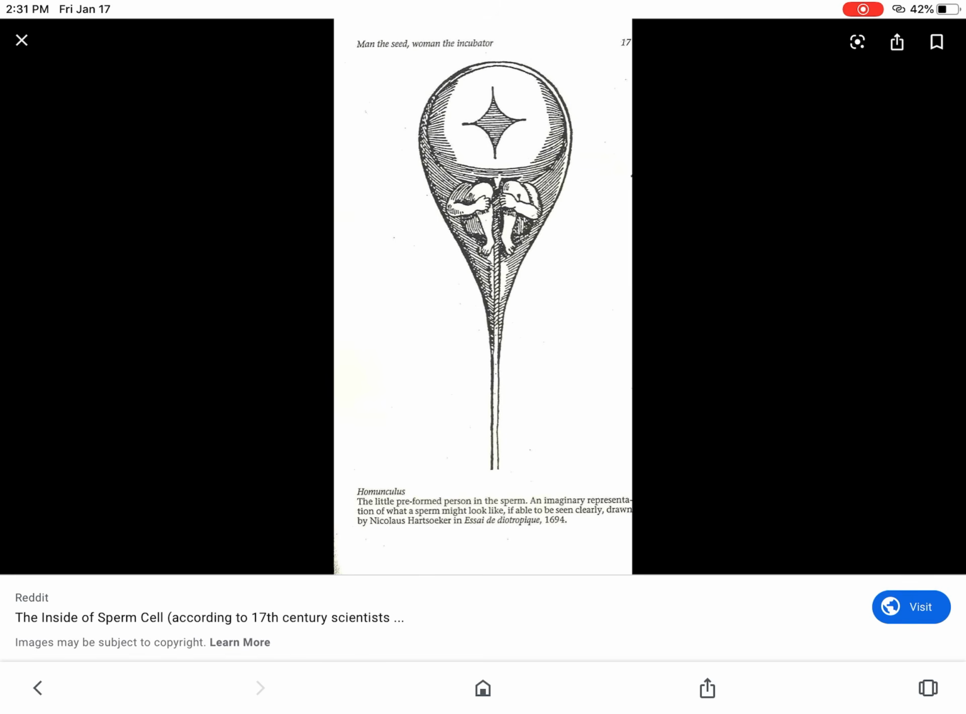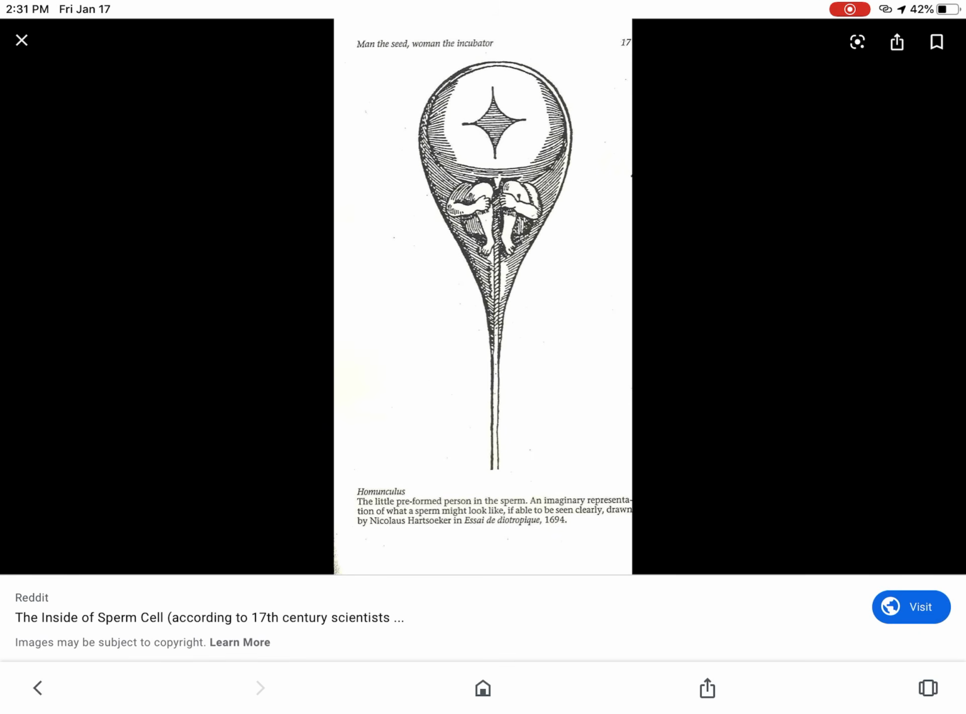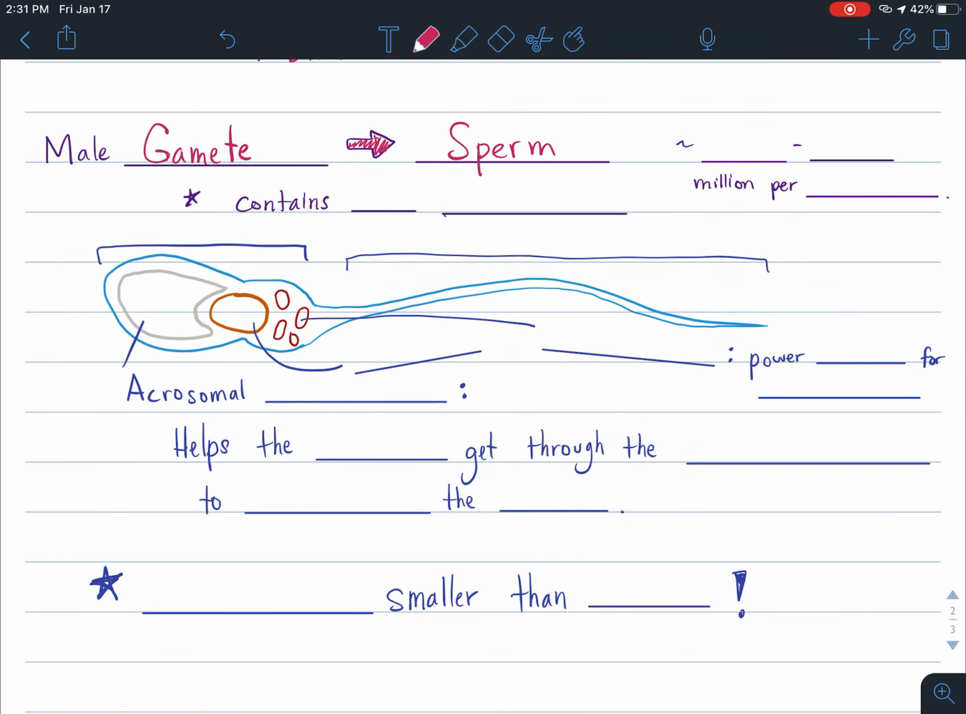So it was thought that men would have sperm with these little humans inside of them, that once inside the female, would go through some incubation process to become a baby. That's not what is happening. So let's look at what we now know now that we have microscopes.